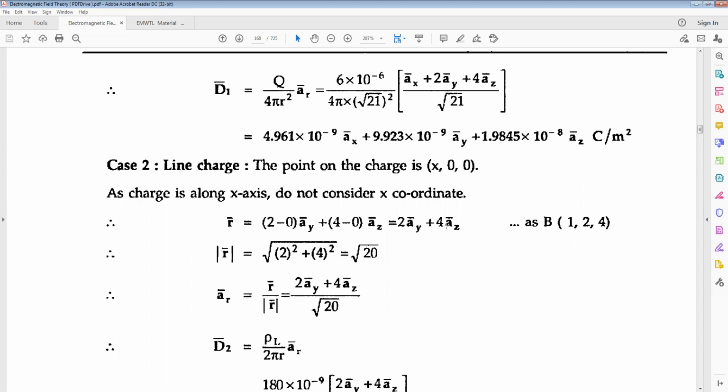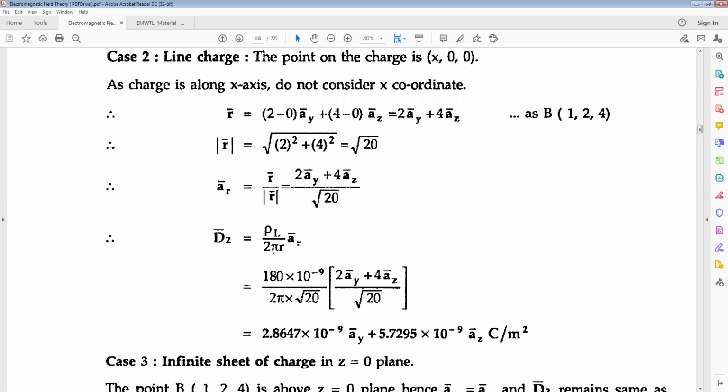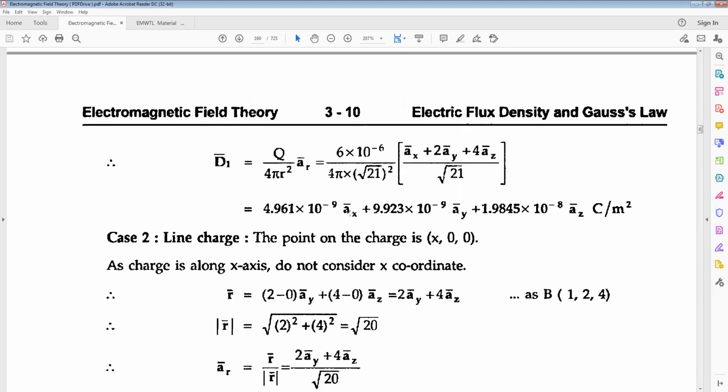So 2 AY bar plus 4 AZ bar under root of the 2 square and the 4 square. That is 16 plus 4, which is 20. Previously, a 1 square is also there. Then we got the D2, rho L by 2 pi r into AR bar. Substitute that, you can find out the AY coefficient and the AZ coefficient. In the D1 also, we got the AY coefficient, AZ coefficient, and also the AX coefficient.